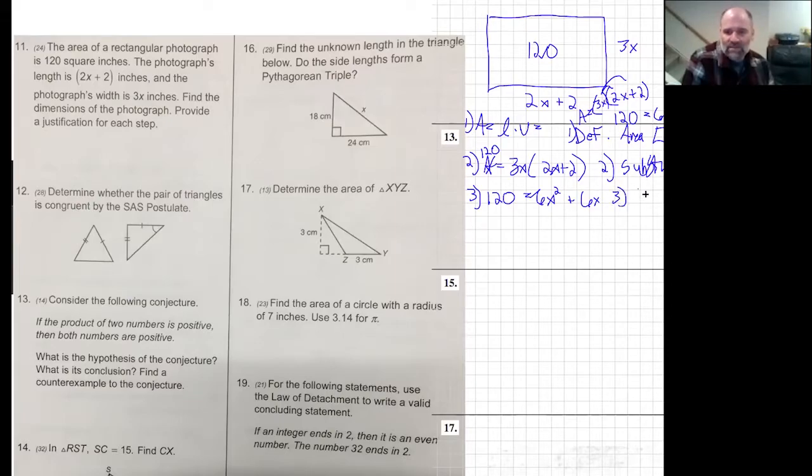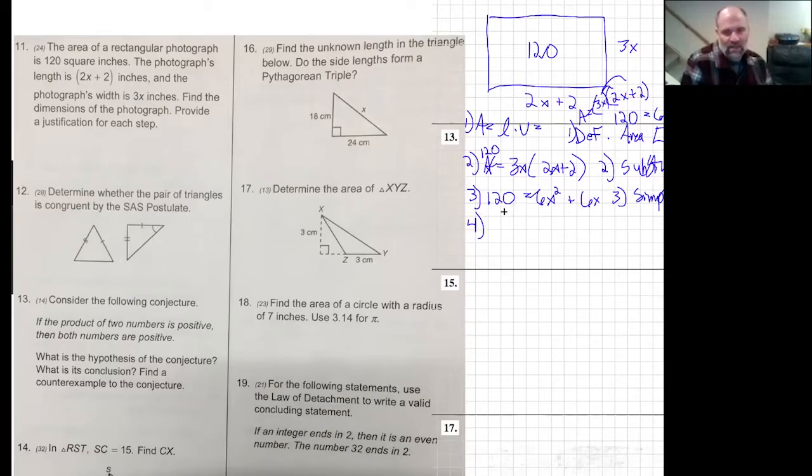Simplify. Okay, and then step 4 is we're going to solve this quadratic. Let's see here. Find the dimensions of the photograph. So we have to solve for x first. Now this is where it gets tricky, guys. You have to find the x that works.